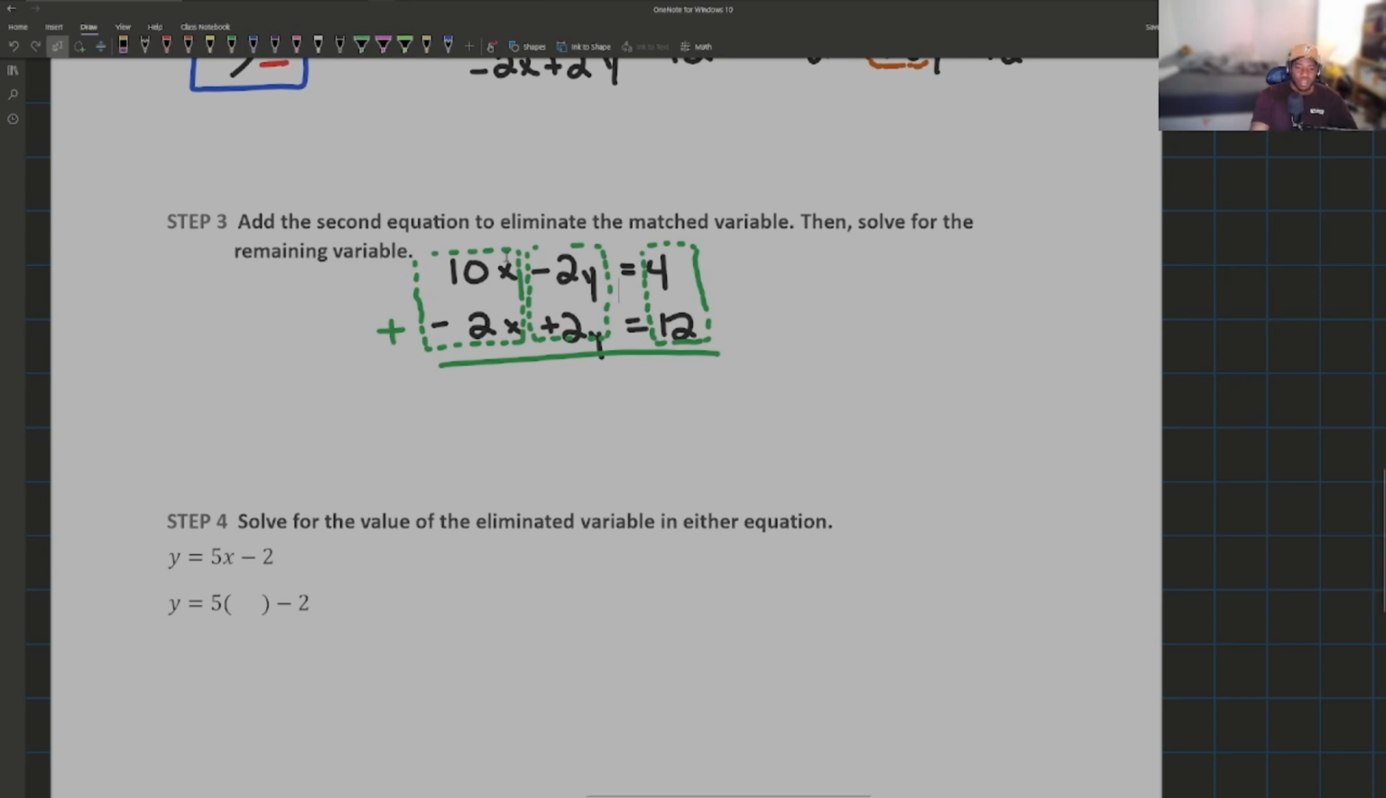So if we look at this first set here, 10x plus negative 2x is going to get us 8x. Negative 2y plus 2y is going to cancel out because those are opposites. When we add opposites together, they cancel out. And lastly here, 4 plus 12 is going to get us 16. So by adding these two equations together, we've come to this equation, 8x equals 16, and our y's are gone. They've eliminated one another.